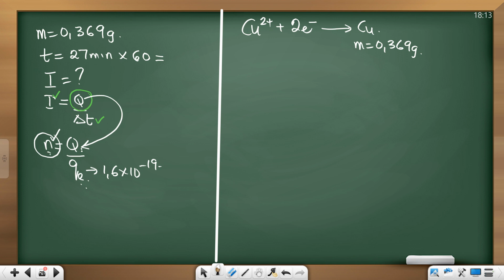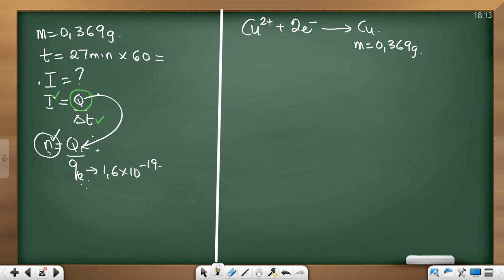In the exam hall they will not give you that, but they will give you information on the other substance. They gave me the mass of copper, so I can start from there. Just use the formula. I'm looking for I. I is Q over T. I get Q from n times qe.